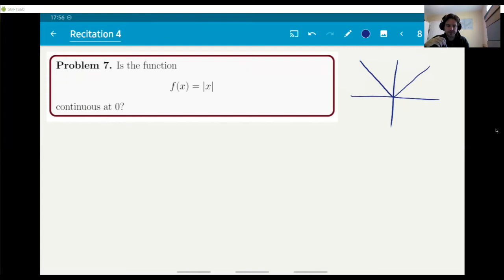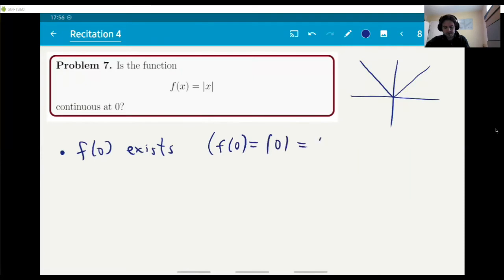It is. But how do we check continuity? Remember, we actually have a definition for continuity. There are 3 things to check. We must check, first of all, that f of 0 exists. It is well defined. What is f of 0? The absolute value of 0 is 0. So the function is defined there.